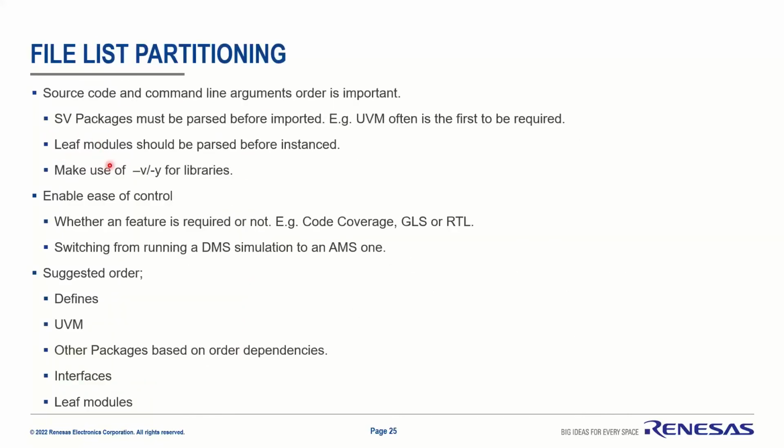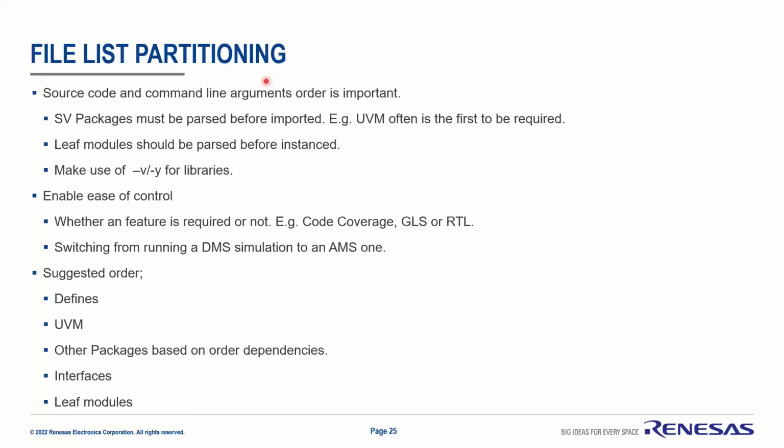Final thing I'm going to go through is file list partitioning. File lists or command line arguments have gradually got bigger and bigger over time. People aren't aware of what order things should happen. They seem to play around until they get something that works.